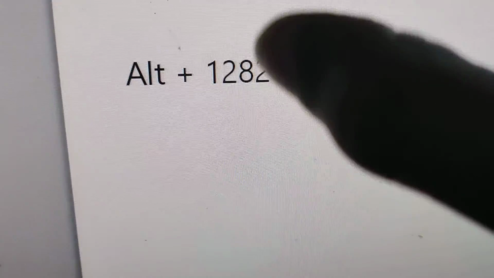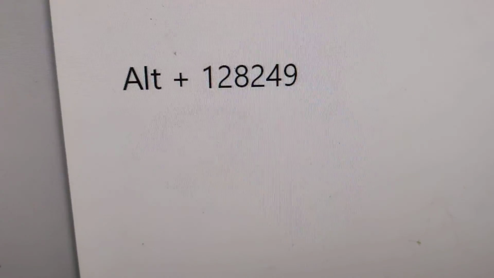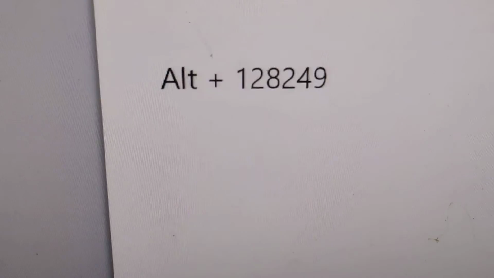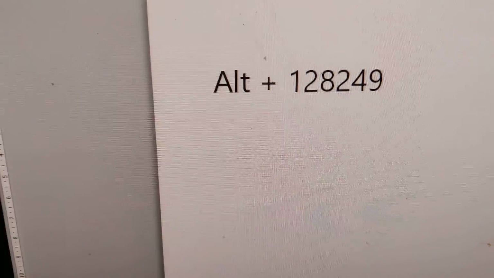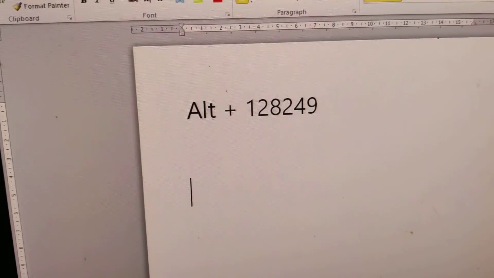So you must look at this keyboard shortcut. There is Alt 128249. So this is the keyboard shortcut for creating the video camera symbol on your computer.